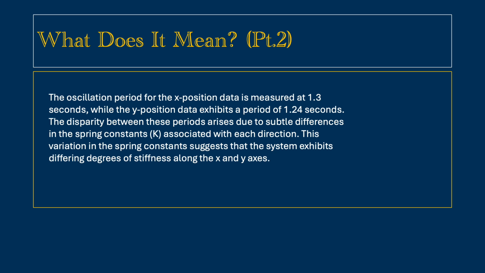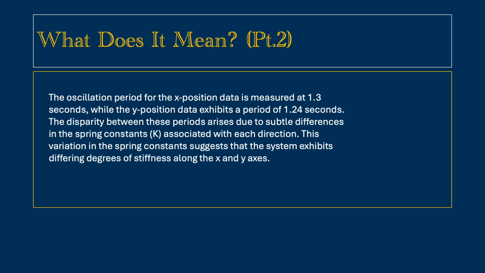Part 2. Using our data that was obtained in Tracker, we were supposed to make two separate estimates of oscillation periods: first, by estimating the period of oscillation from the x position data, and second, by estimating the period of oscillation from the y position data. The oscillation period for the x position data is measured at 1.3 seconds, while the y position data exhibits a period of 1.24 seconds.